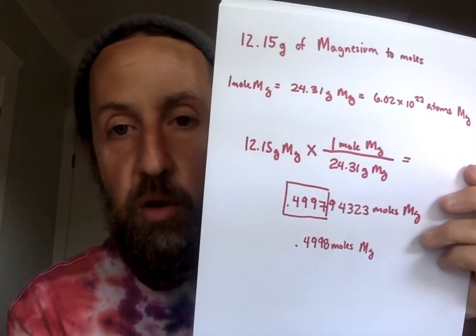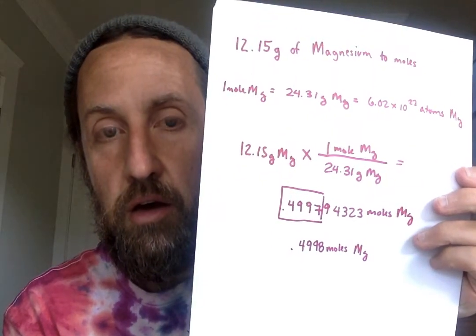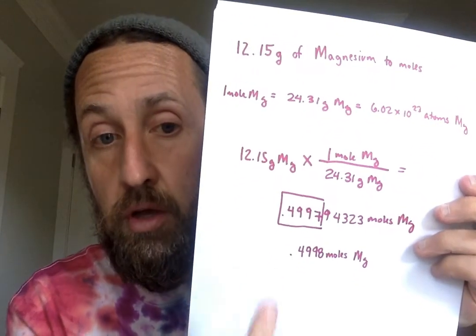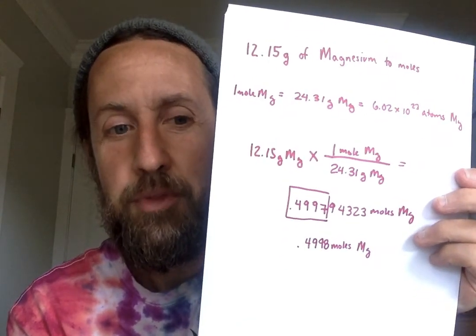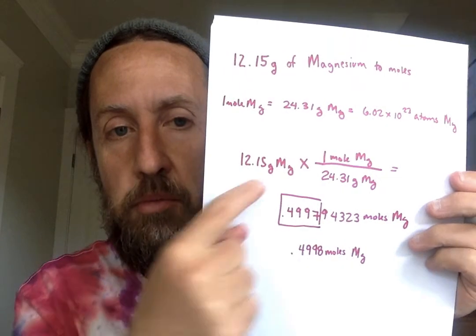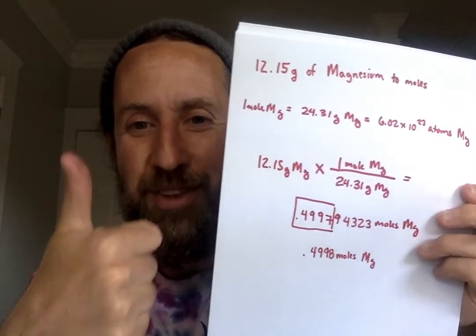And if you had been asked in the lab to get 12.15 grams of magnesium, and you know, to get half a mole, and you ended up with this much, you'd be doing pretty good. So just remember that your ratio always has to be a true statement. Okay, thanks a lot. Bye.